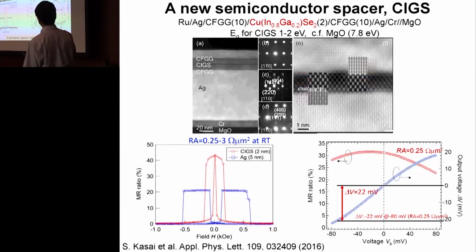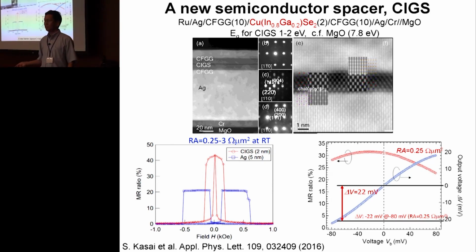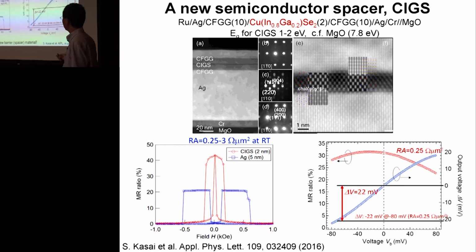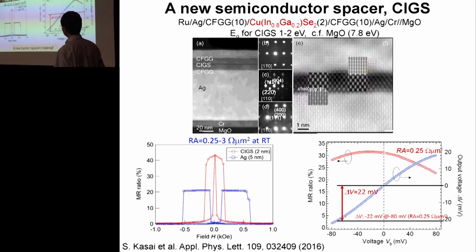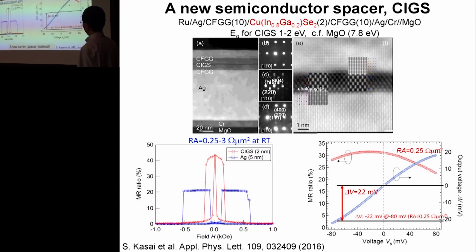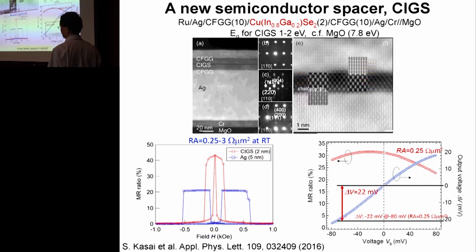Another attempt is to use a totally different material instead of MgO. The band gap of MgO is 7.8 electron volts, but this semiconductor, CIGS, is copper indium gallium selenide, and it is used as a solar cell material. In this case, we can grow a nice compound semiconductor on top of the ferromagnetic Heusler layer. Many compound semiconductors do not show such nice crystallinity, but in this case, we get a very nice junction. And with 0.25 RA, resistance area product, we get a 43% MR ratio, which is pretty promising.